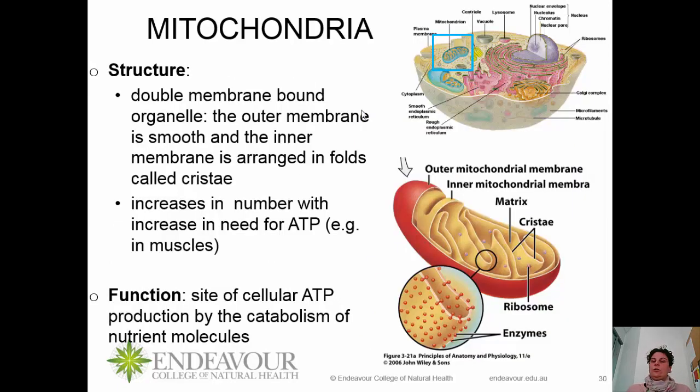Now inside the cell you can also find these funny jelly-looking things, and these things are called mitochondria. Mitochondria themselves are quite interesting beasts, because it's an organelle that itself has 2 membranes. It has this outer mitochondrial membrane that's quite smooth, and it's something that you think of when you think of a membrane or a wall.